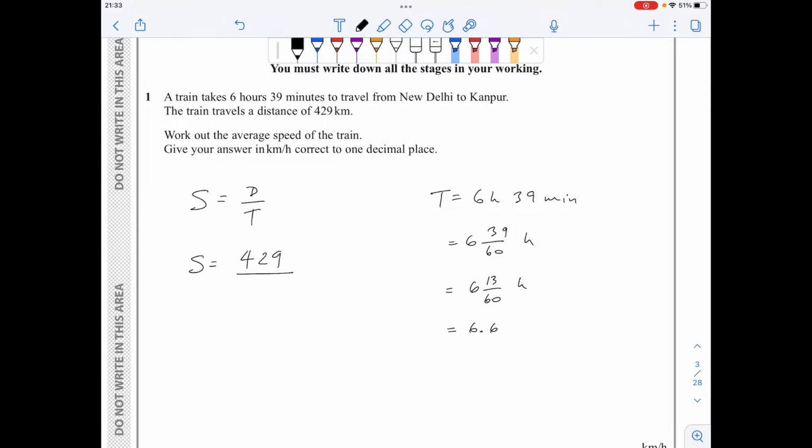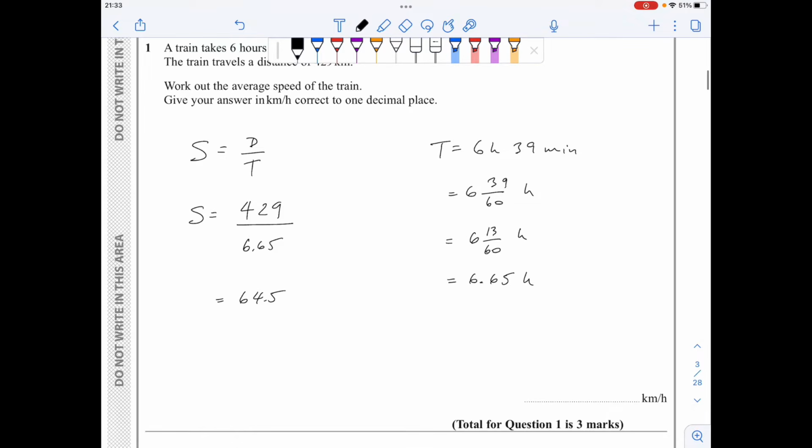it into a decimal. That's 6.65 hours, and I'm going to use this number as my denominator, and if I put this on the calculator, I will get 64.5, which is my final answer.